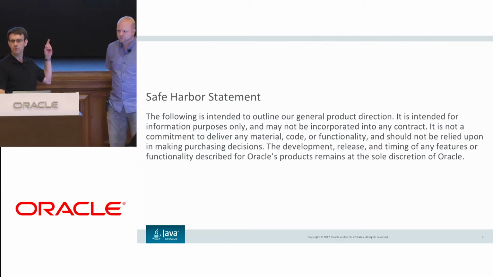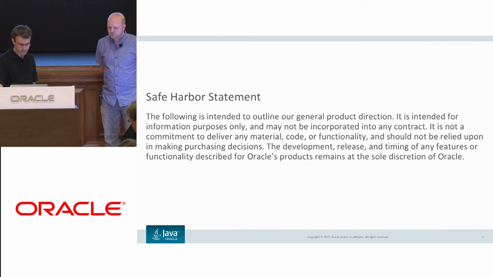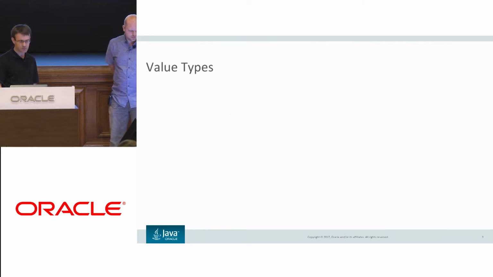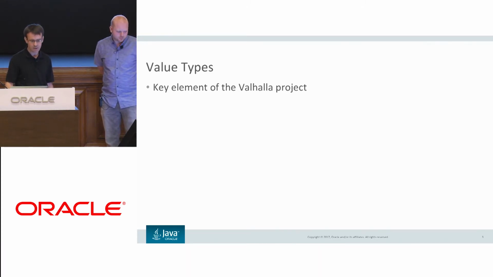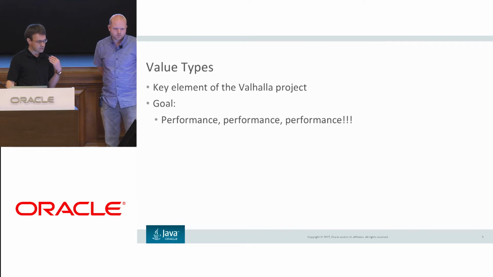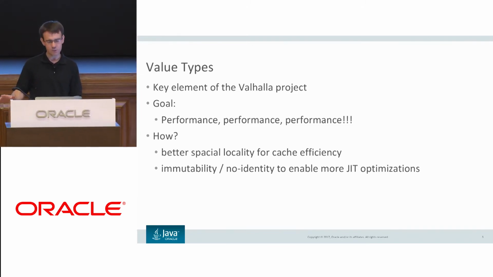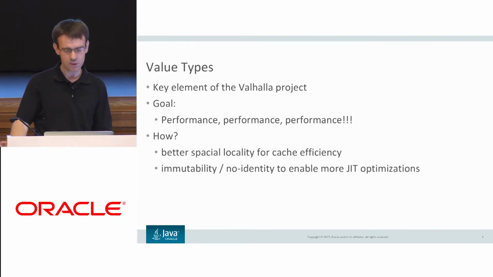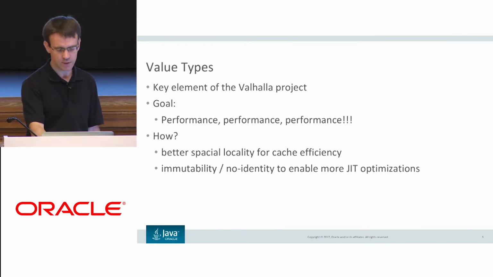In case you missed the slide of the previous presentation, you have one more time to read it. So value types for us is a very key element for the Valhalla project. And from the VM perspective, the goal is performance, and only performance. How to achieve that? We want to flatten some data structures, so we have better spatial locality for better cache efficiency. We also want to exploit immutability and no identity properties to enable more JIT optimization that we cannot always do with objects today.